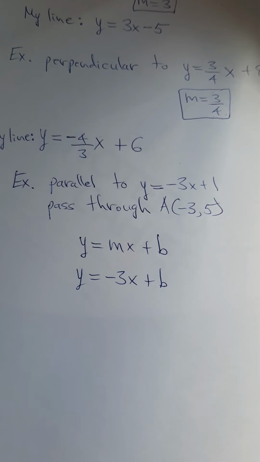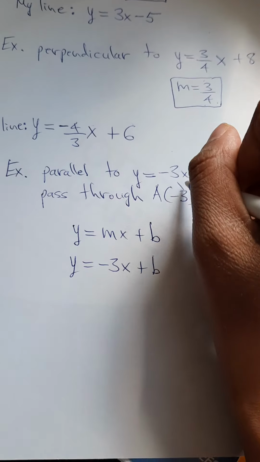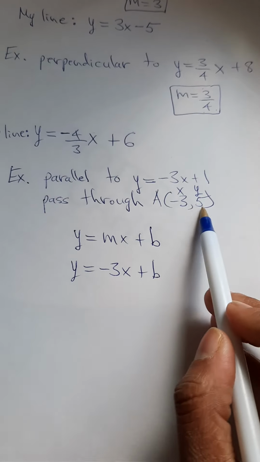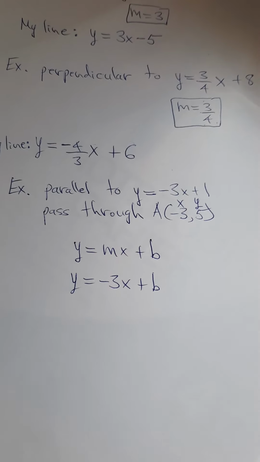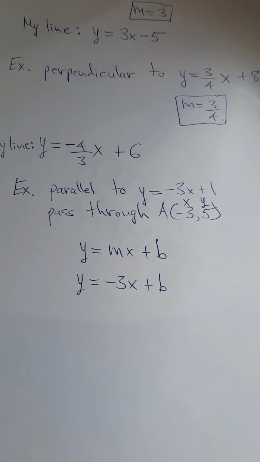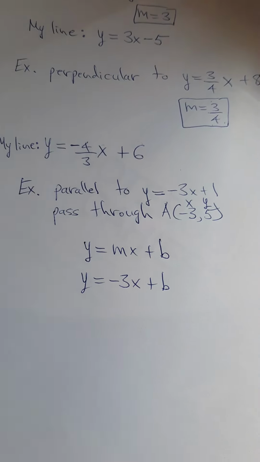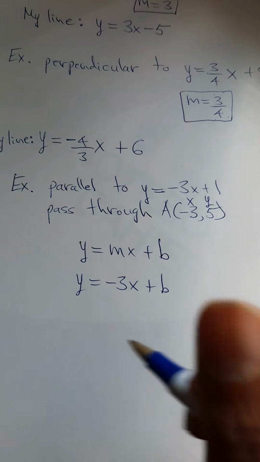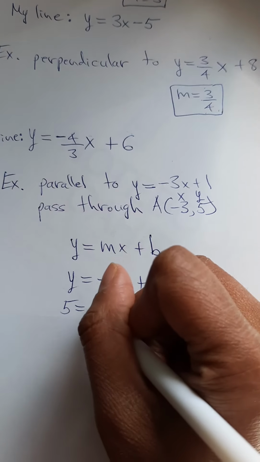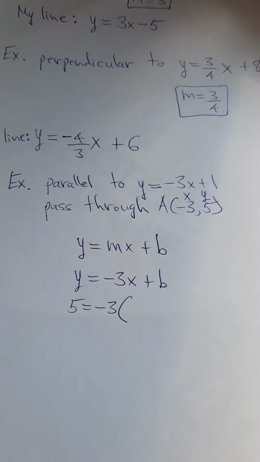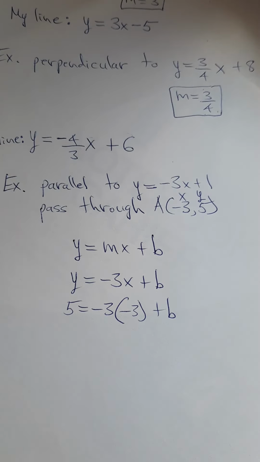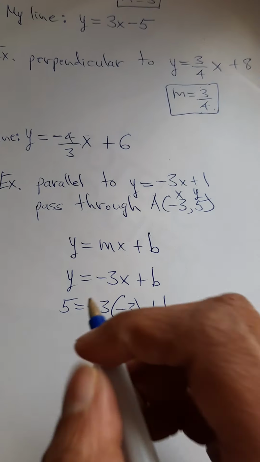Now I know that it has to pass through this point here. Let's put x and y. I have seen students mix up the x and y values in the coordinates. If it's something that confuses you, you should always be labeling it. And so now we're going to plug in the x and y values. The y is 5, and the x value here is negative 3, so plus b. You notice again, we're just solving for the y-intercept.